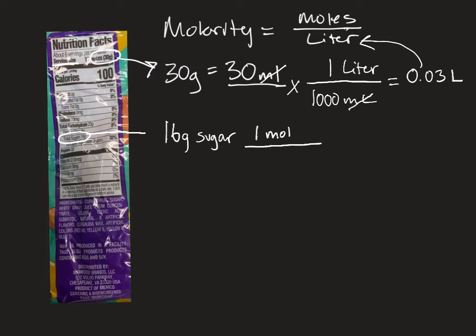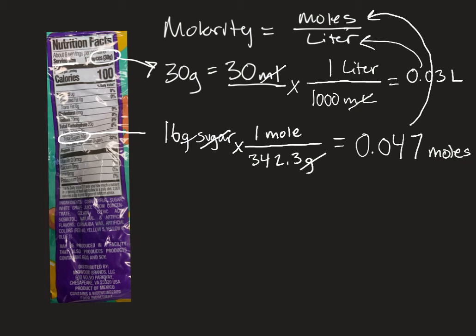1 mole of sugar is 342.3 grams. And then when we multiply by this conversion factor, our grams of sugar cancel, and we'll be left with moles. So I have a calculator right here. I'm going to take 16 divided by 342.3, and I get 0.047 moles. All right, so that's our top part of the equation, and now we can figure out the molarity.